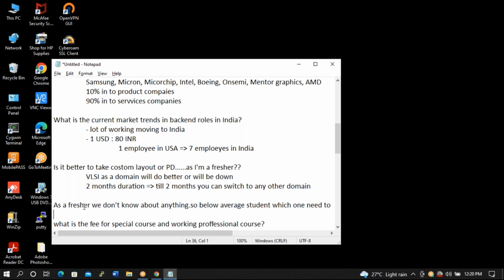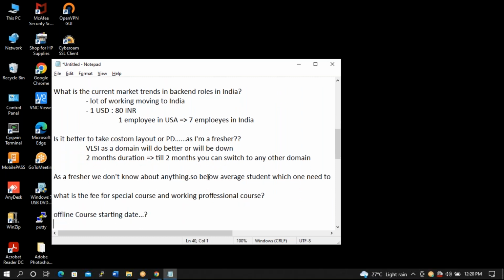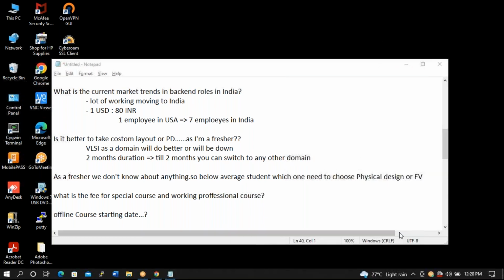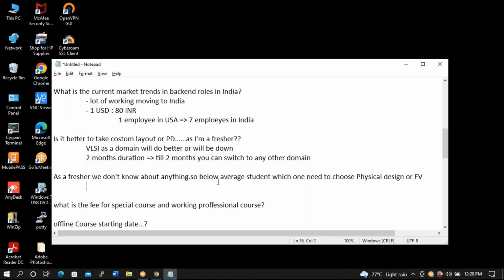Next: as a fresher, we don't know about anything. So a below average student, which one needs to choose? Physical design or functional verification? Okay. Below average student, that's again a problem.